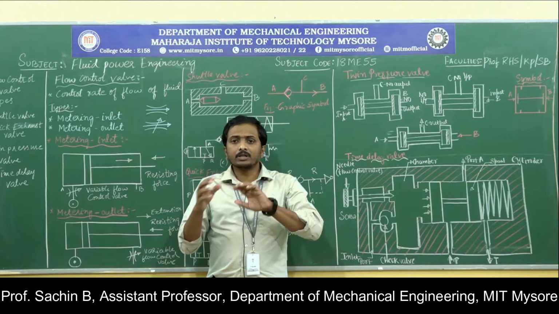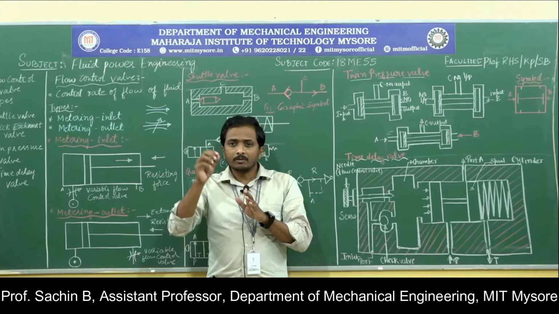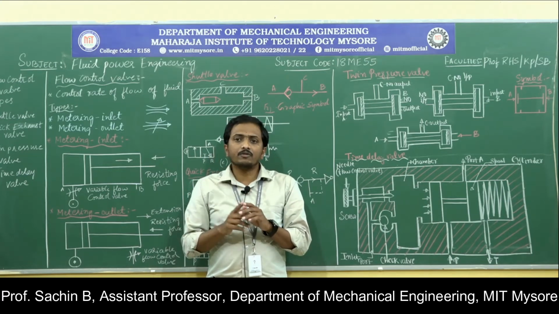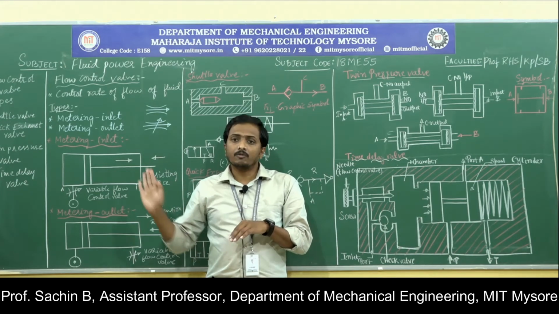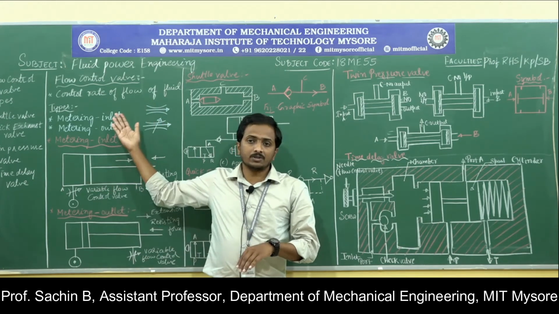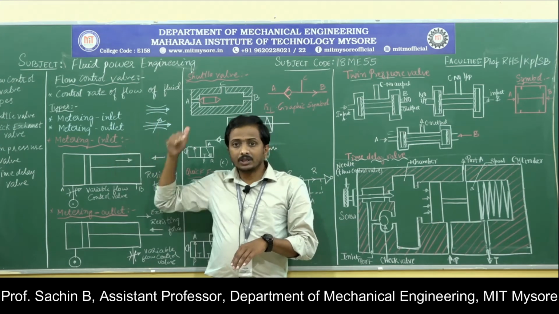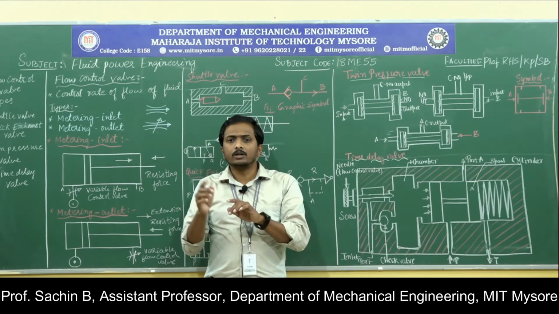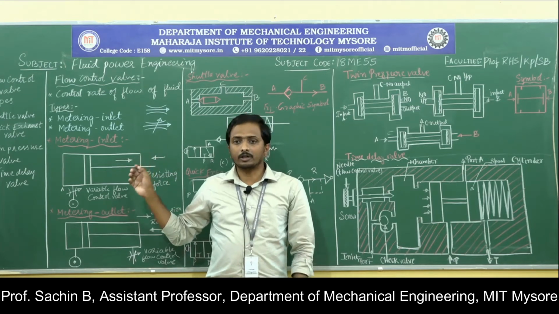Means whatever the liquid present inside that cylinder is should be minimized. Means we need to control it. With the help of a variable flow control valve, we can control the amount of fluid flow from the pump to the actuation system, and we can also control it from the cylinder. Whatever oil is present inside the cylinder, coming back to the tank or the reservoir, we can also control that.